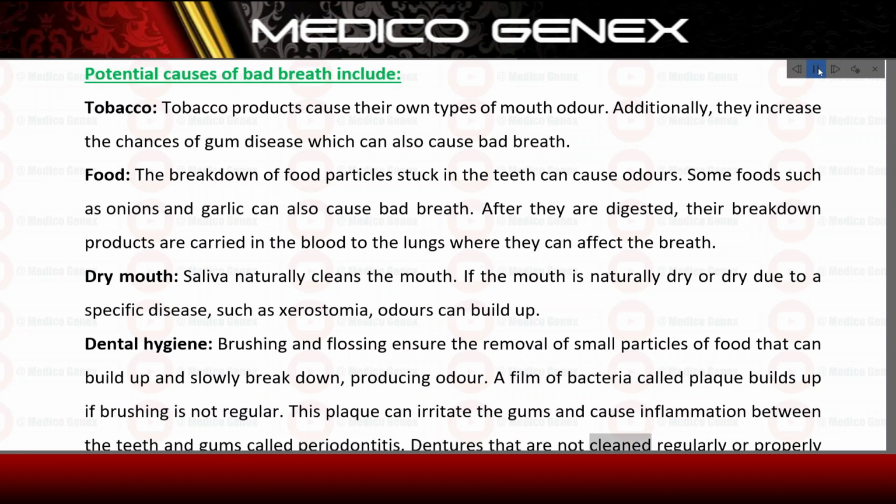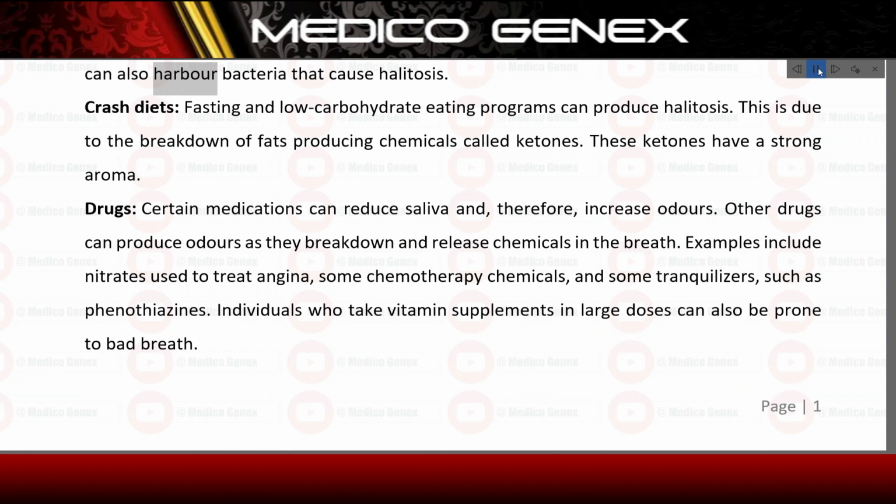Dentures that are not cleaned regularly or properly can also harbor bacteria that cause halitosis. Crash diets, fasting and low-carbohydrate eating programs can produce halitosis. This is due to the breakdown of fats producing chemicals called ketones. These ketones have a strong aroma.